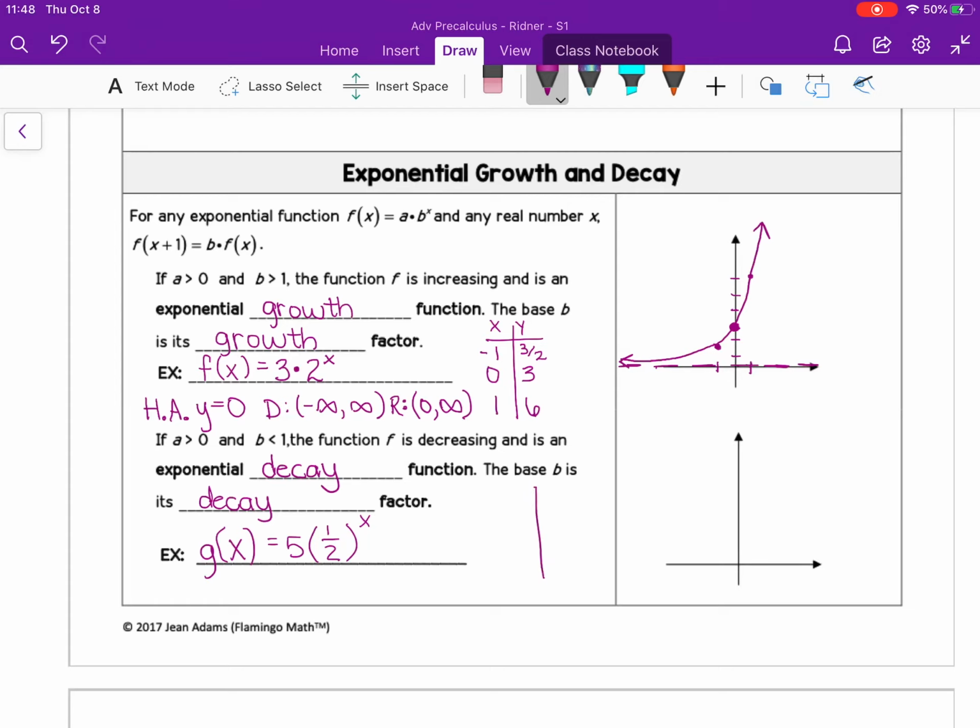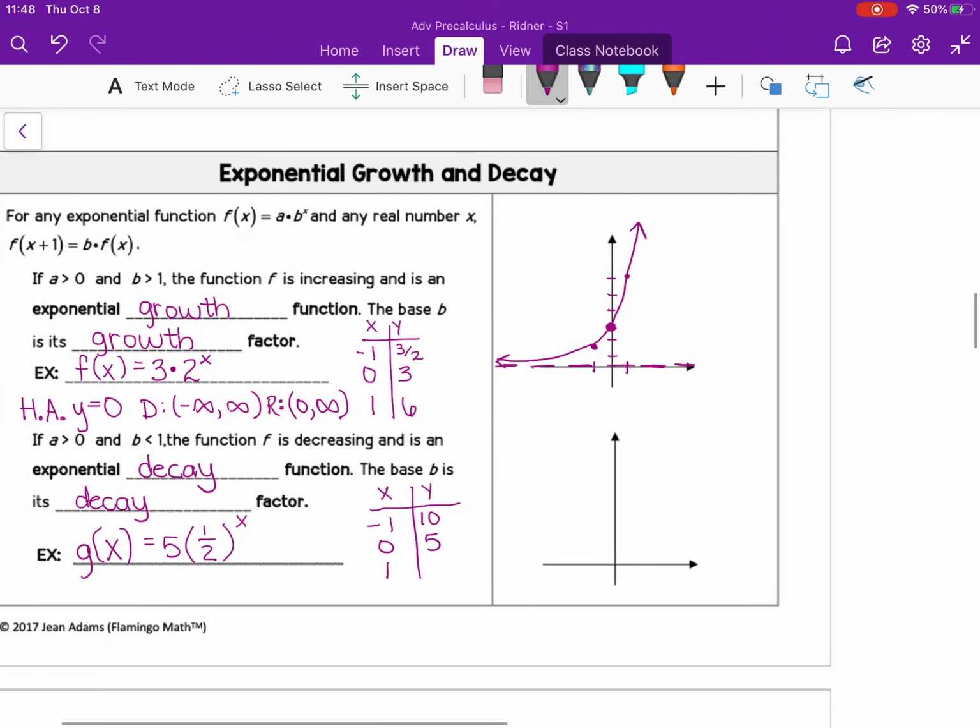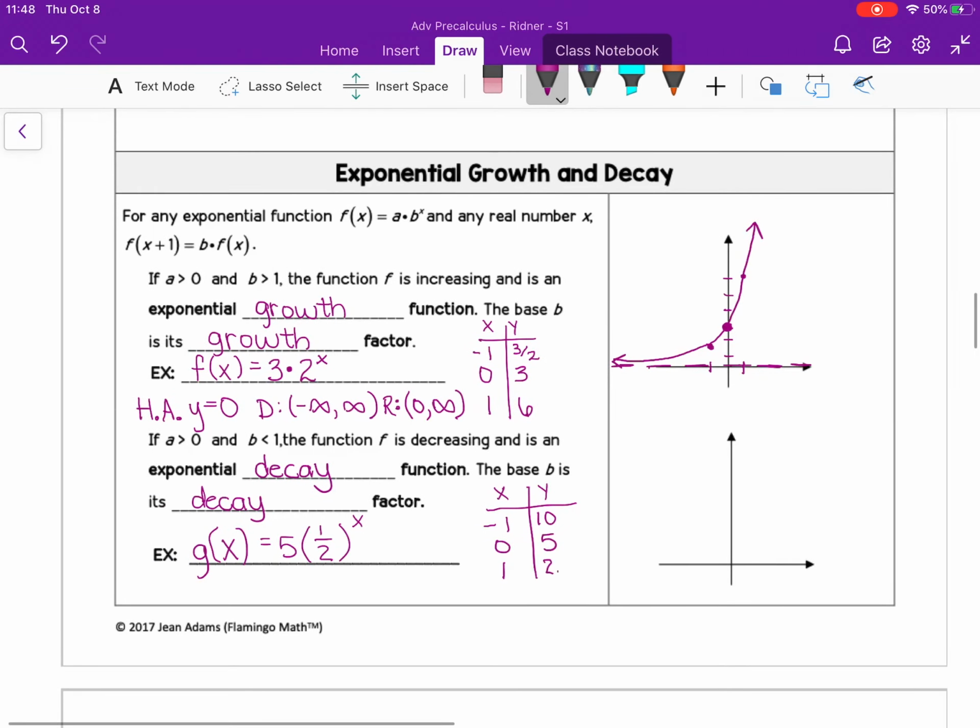And so same idea. Think about a little table here. If I had negative 1, that's actually 2. 2 times 5 is 10. If I had 0, 1/2 to the 0 power is 1, times 5 is 5. And then if I had 1, 1/2 to the first power is 1/2, times 5 is 5/2, which is 2.5. That 2.5 is a little easier to graph. Okay, so my graph would look something like this.